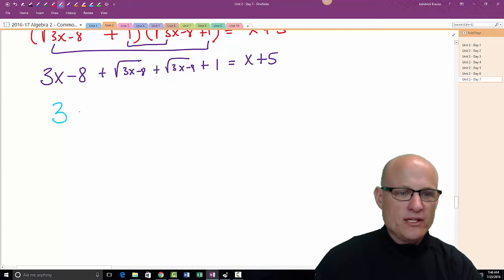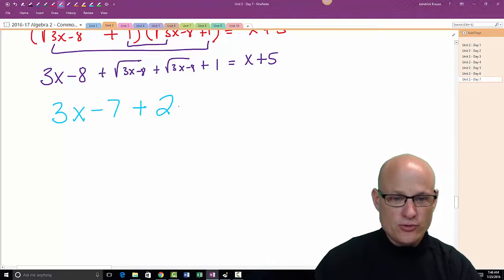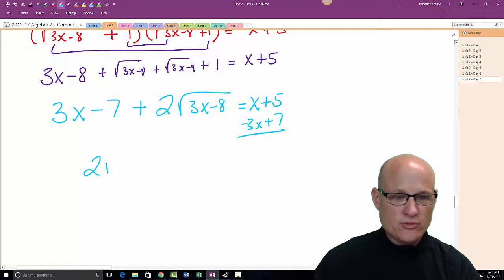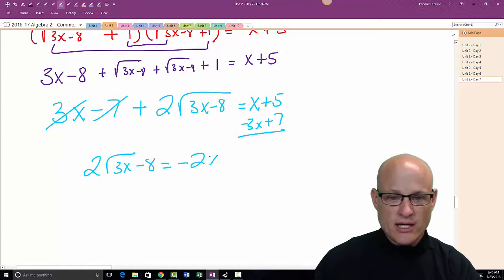I get 3x minus 7 plus 2 square roots of 3x minus 8 equals x plus 5. I like to have this positive, so I'm going to bring this over. I'm going to subtract 3x, and I'm going to add 7. So I end up with 2 square roots of 3x minus 8 is equal to negative 2x plus 12.